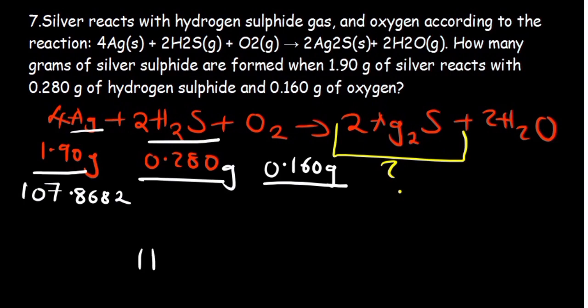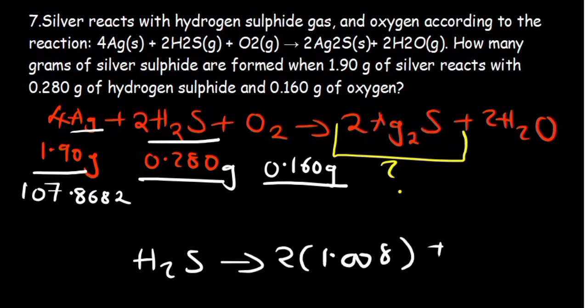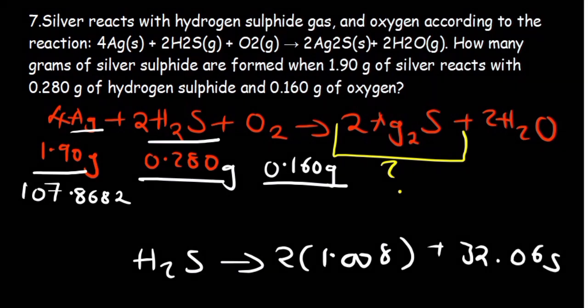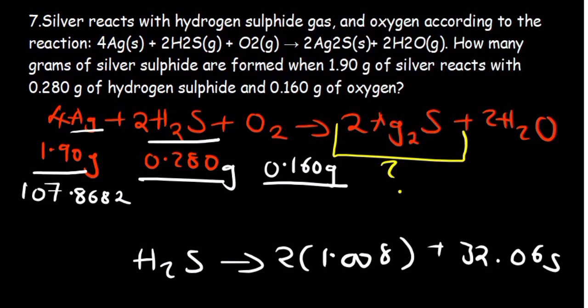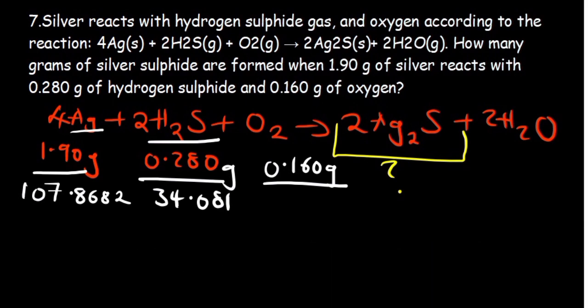So for the sulfide, for hydrogen it's that. Then for the sulfur it's 32.065. Get to your calculations well. Plus 2 multiplied by 1.008. So I'm getting 34.081. Then for the oxygen, 15.994 multiplied by 2, we have 31.9988.